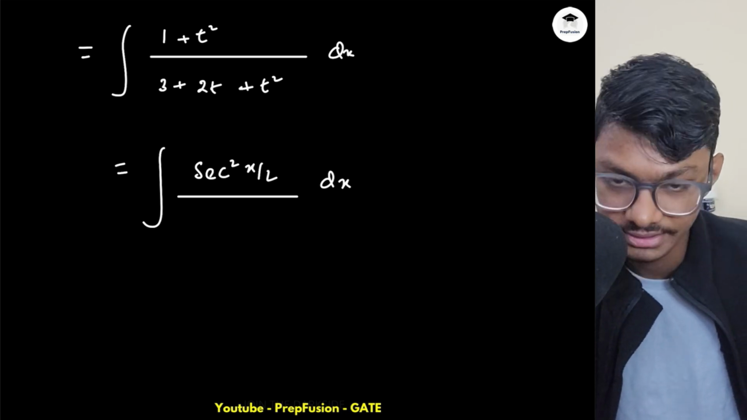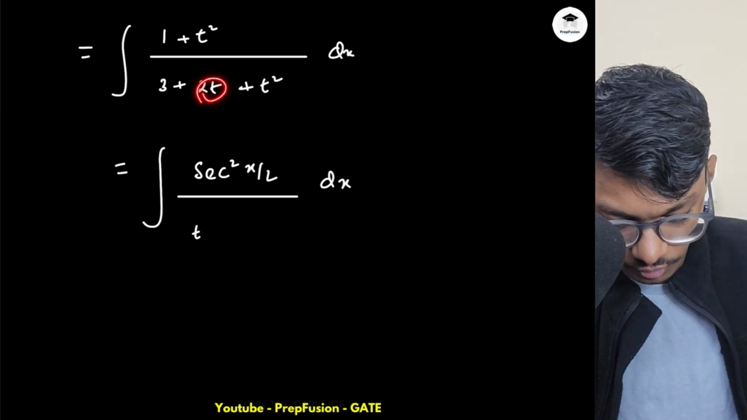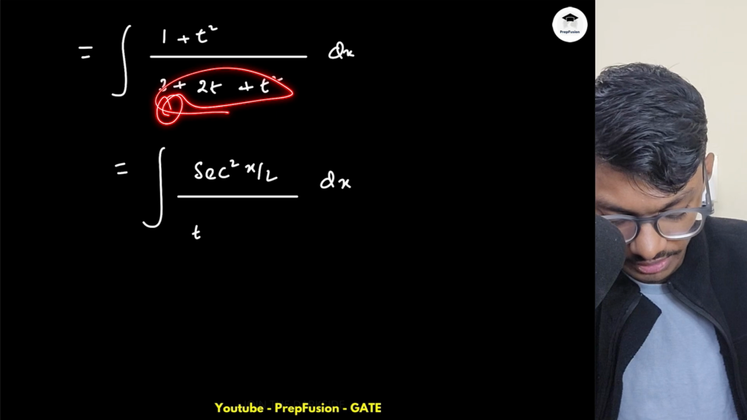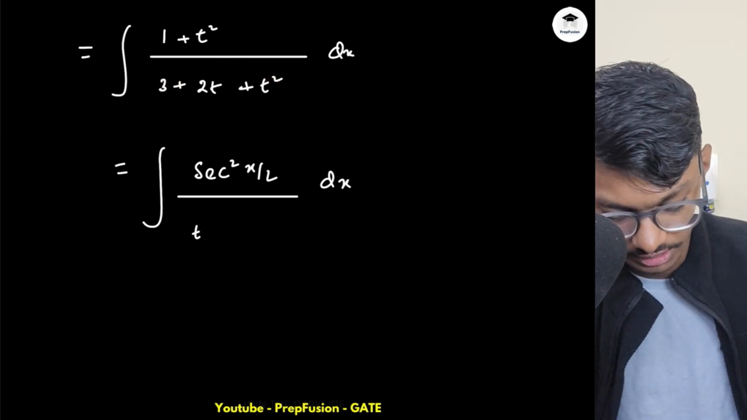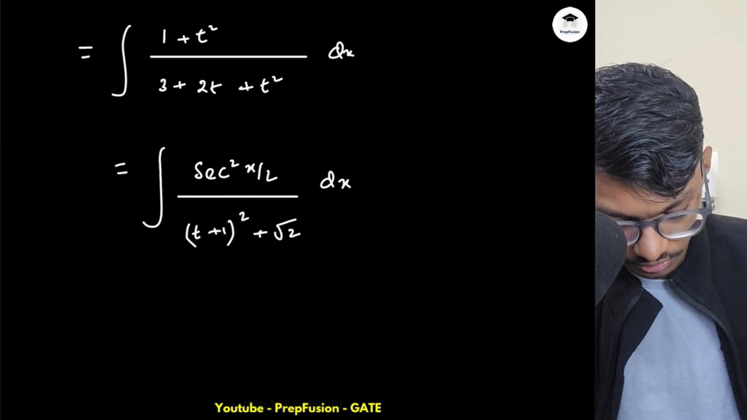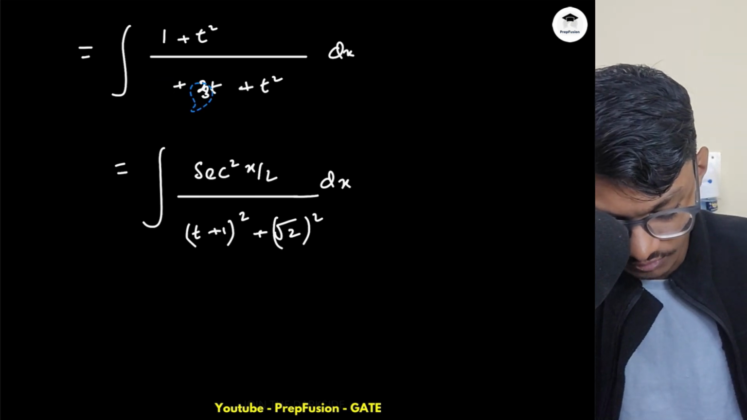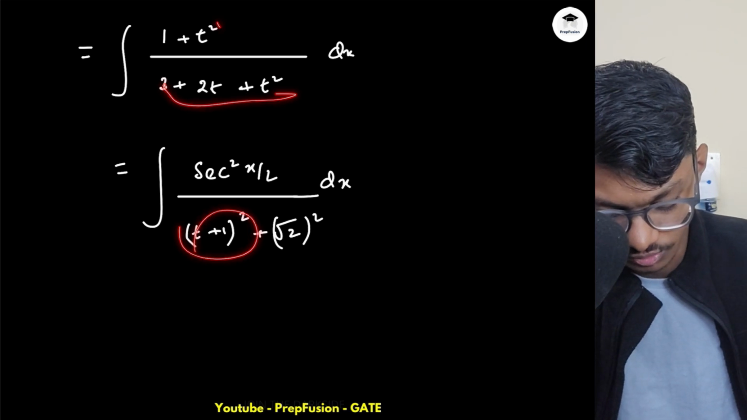now I can write this as a summation of squares. Here I have 2t, so if I add plus 1 and minus 1, this plus 1 will be t plus 1 whole square, and this minus 1 will go here, this is 2. So I can write it like this, t plus 1 whole square plus under root 2 whole square, because this extra 1 is getting added with this to make the whole formula a square formula.